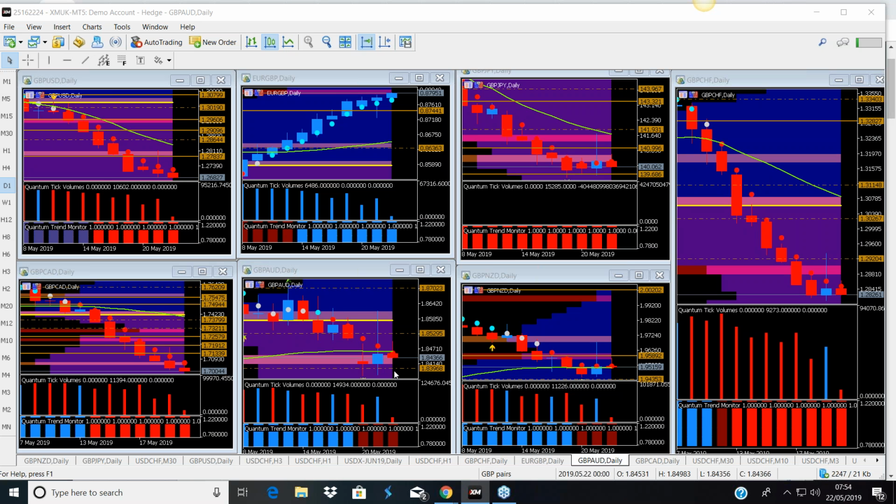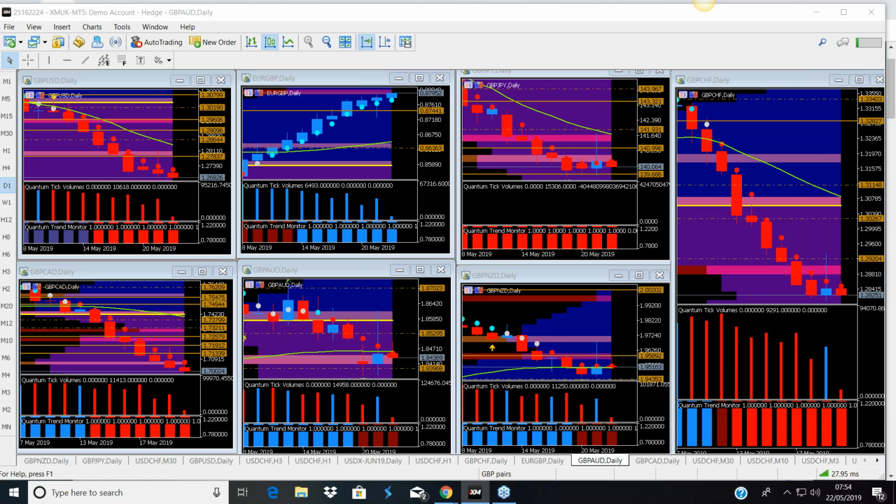I've closed out all my short pound positions. I closed out before last weekend, so it's a question now of whether I want to rejoin the bearish sentiment towards the pound. This is a decision I'll make later on this week.